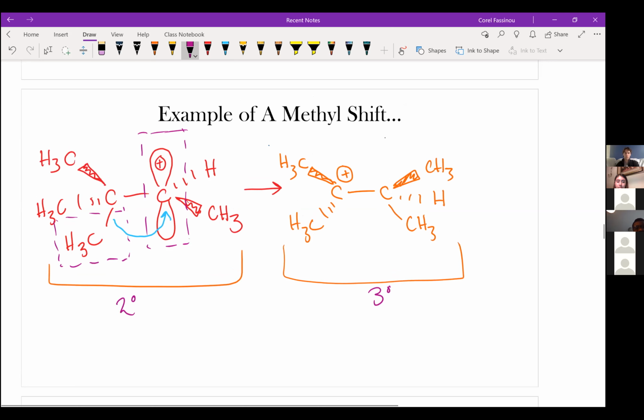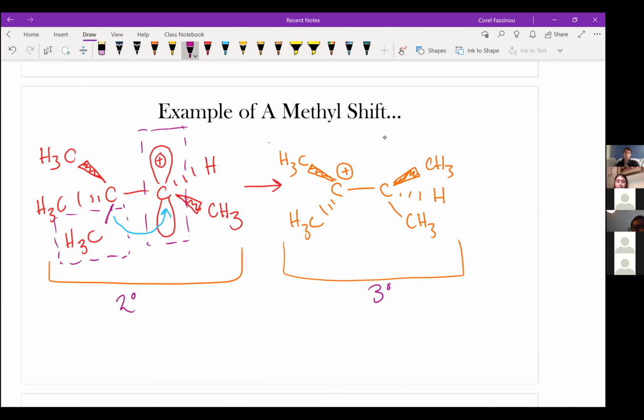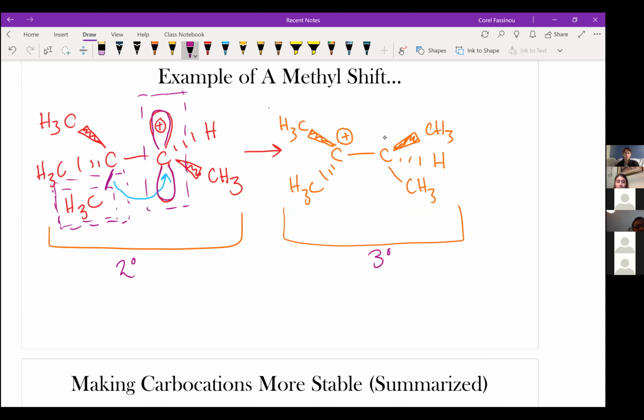And just to verify, our H3C is directly parallel with that empty p orbital. And so because of that, we know that we can do this methyl shift. I also just want to note that we're not only limited to hydrides and methyls. We can also have other alkyl groups that shift as well. So maybe instead of having an H3C, we had something like this.